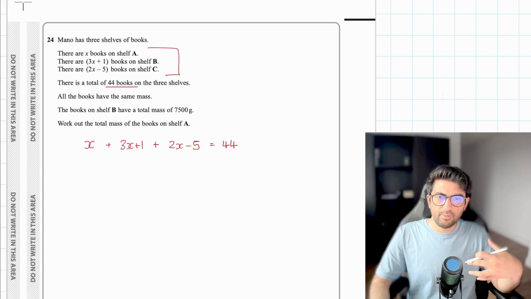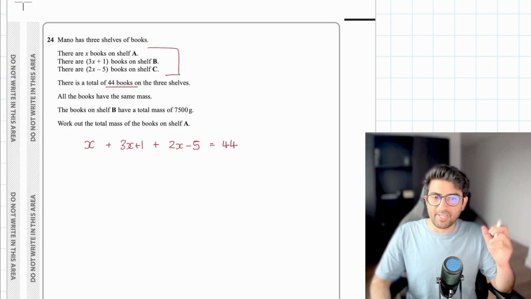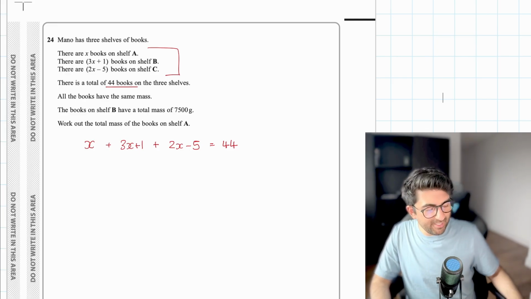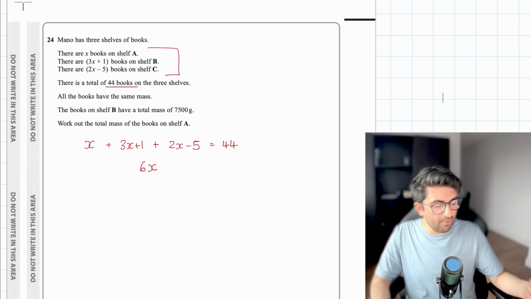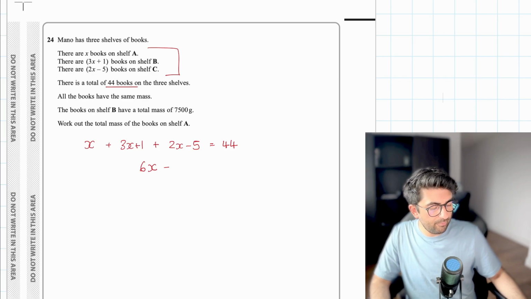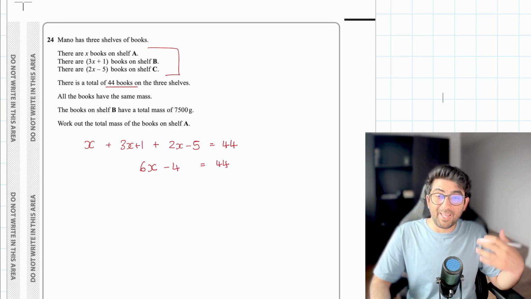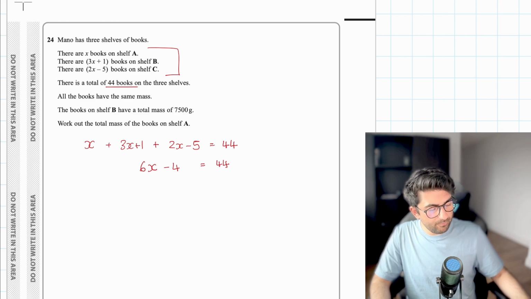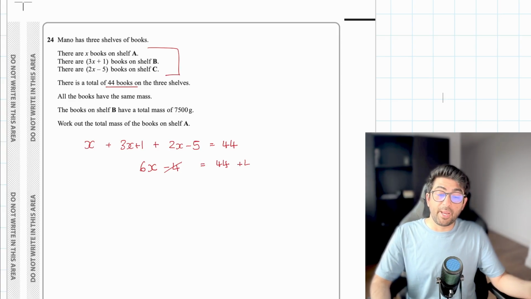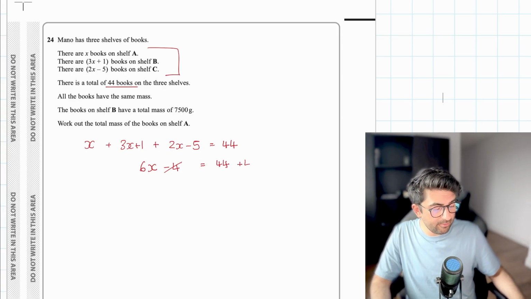So now we can work out this algebra. We can work out the value of x. So how many x's do I have? I have 3x, 2x, and 1x. That makes 6 x's. And what else do I have? I have a plus 1 and a minus 5. That makes minus 4. And that's still equal to 44. Okay, so now we can add 4 to both sides to get rid of that. So 6x equals 48. And if 6x is 48, we know that x then has to be 8.